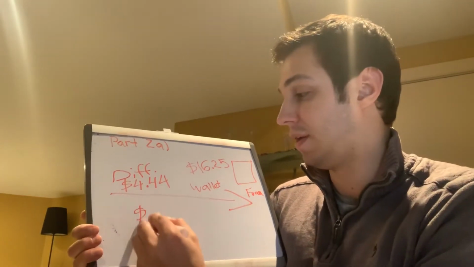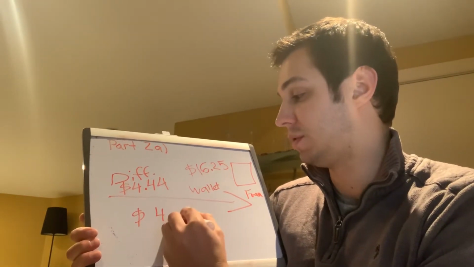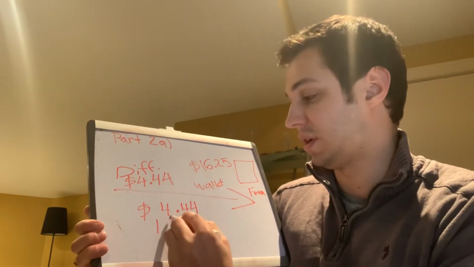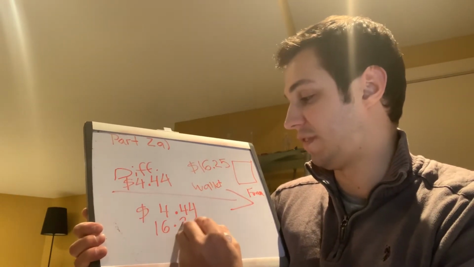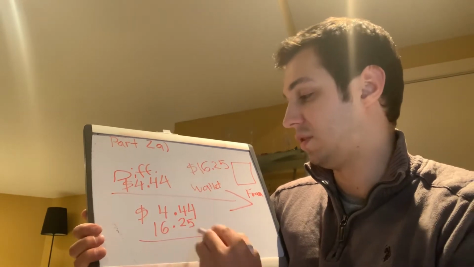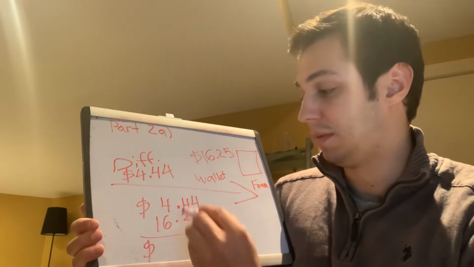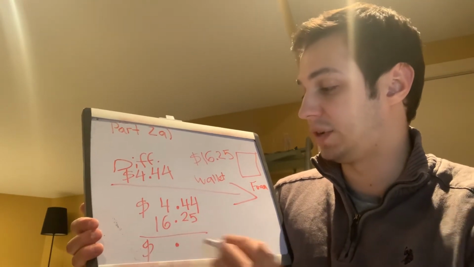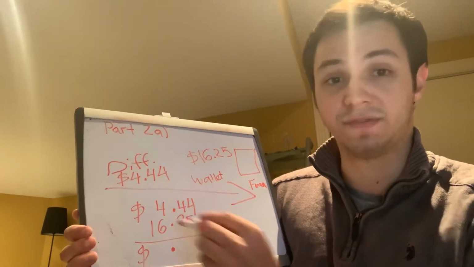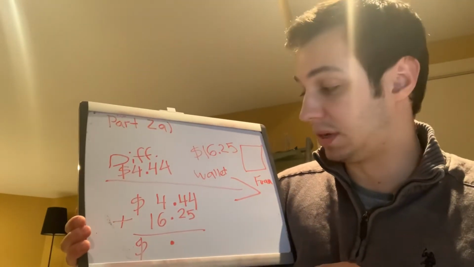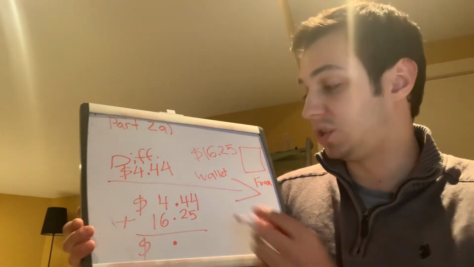I'm going to add $4.44 with $16.25. Don't forget your dollar sign for your first number and in your answer. Make sure to line up all of your decimals and all of your place values. I need my addition sign because I'm adding these numbers up. And now all we have to do is just add.